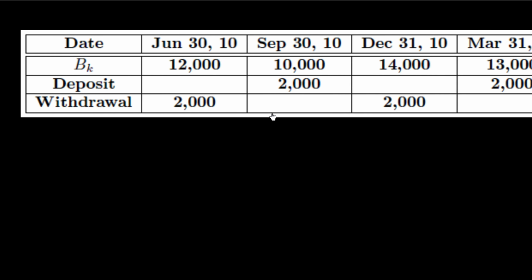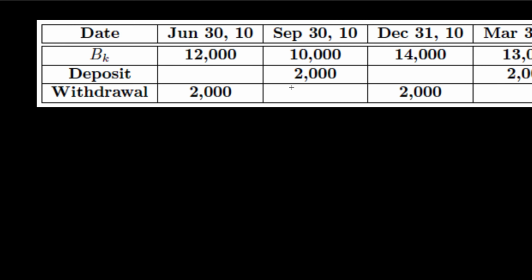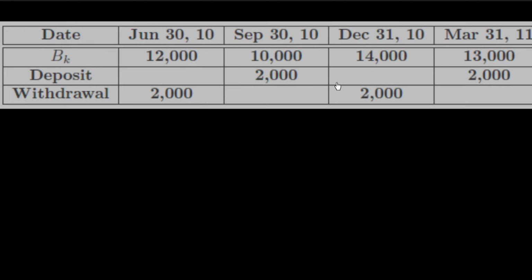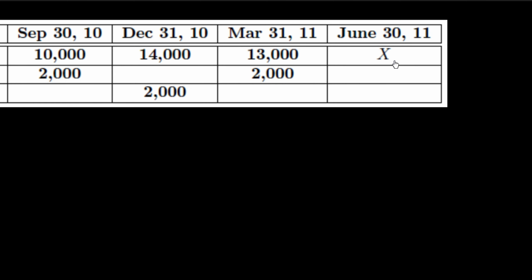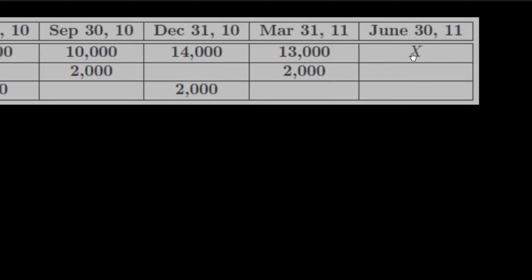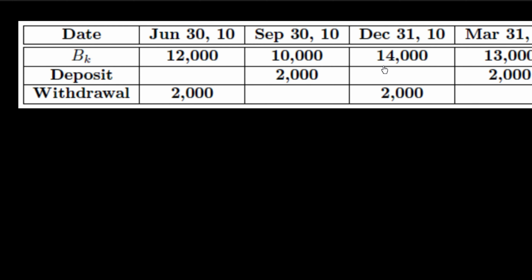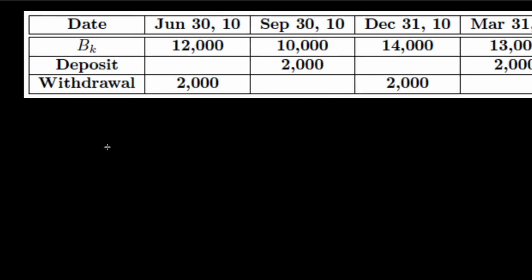So for convenience sake, I've copied out the table over here. First of all, in order to find the time-weighted rate of return, we need to know x. And to find x, which is the final amount that we will have at the end of the year, we will use the information that the dollar-weighted rate of return is equal to 0.1. So all we have to do is apply the dollar-weighted rate of return formula.